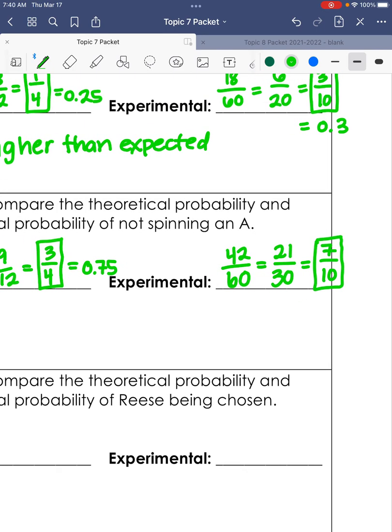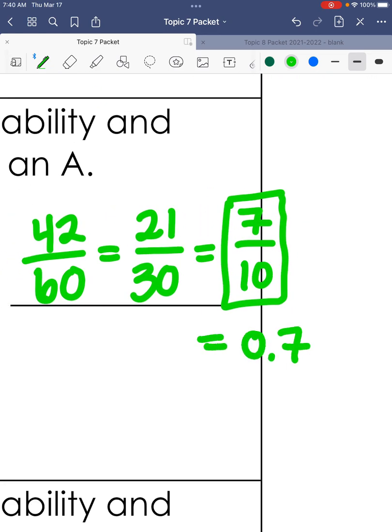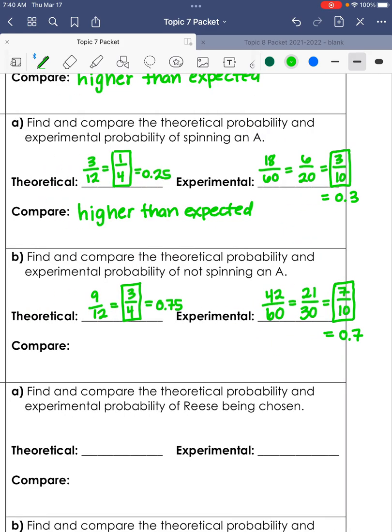But what is that as a decimal? Well, 7 divided by 10 is going to be 0.7. Okay, so now I'm going to compare my 2 decimals. So we have 0.7 and 0.75. Now keep in mind, this is really 0.70. So I'm comparing kind of the 100th spot because the 10th spot is the same. Well, 5 is bigger than a 0 right here. So that means that this time the theoretical probability is higher than the experimental probability, right? So what would we write when we compare? Well, we would say that the experimental probability is lower than expected.